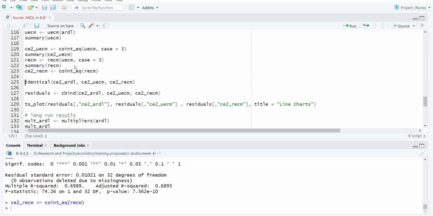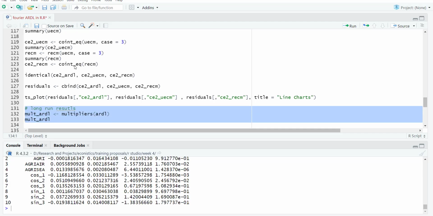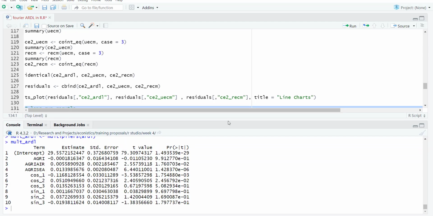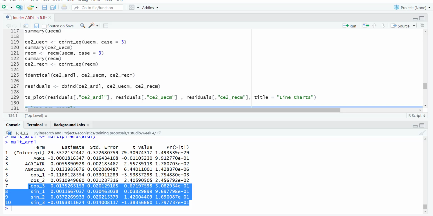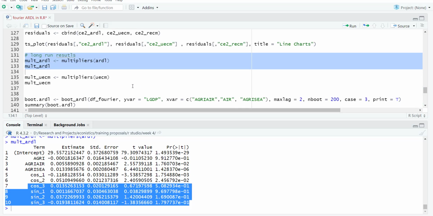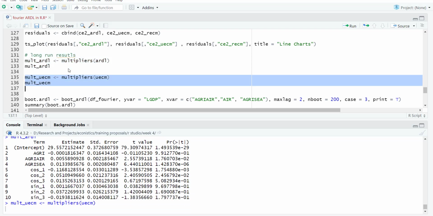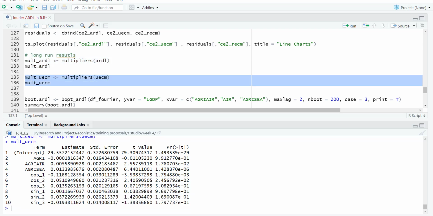Then you can look at the long run. You can use this. In the long run, agriculture is insignificant, but the cross products are significant, and these two functions are significantly affecting the dependent variable. Then you can drop them, assuming they are insignificant, and it might improve the bound test value also. Similarly, this is another way to see the long run.